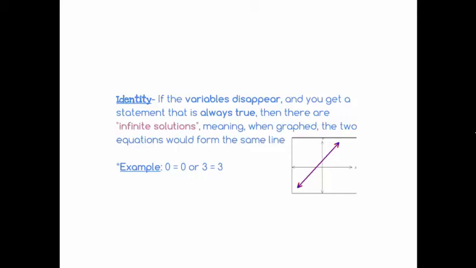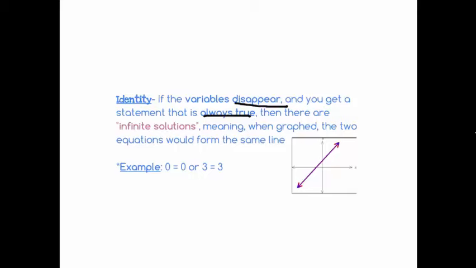An identity. You know that you have an identity if the variables disappear and you get a statement that is always true. So after your variables disappear, much like they did in your Do Now, you should get some kind of statement that's always true. So like 1 equals 1 or 4 equals 4. If you get something like -3 equals 8, obviously those two numbers are not equal, so that would not apply here. So you're looking for that statement that's always true.